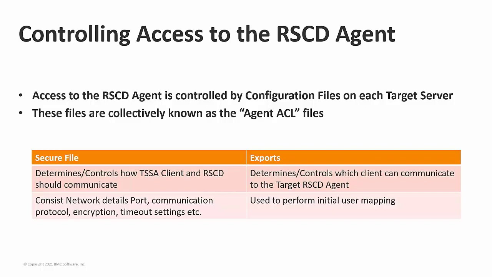Using the IP address or host name, we can limit the source connection who can connect to the RSCD agent. This file is also used to perform initial user mapping. For example, we can specify that the application server can connect and will have initial mapping of read and write, and for other sources that try to connect, it will have only read-only permissions.